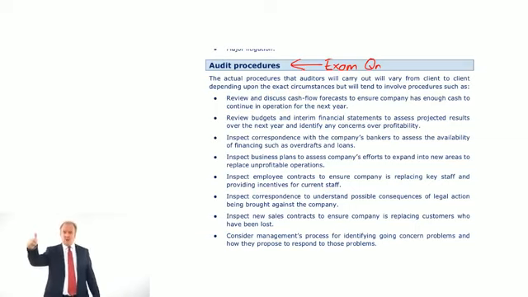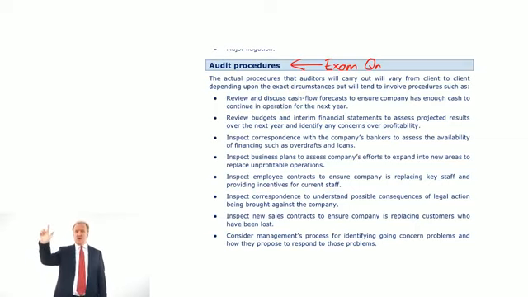I'd focus on their forecasts, how much cash have they got, and look at how much cash they could raise. So that is going concern.